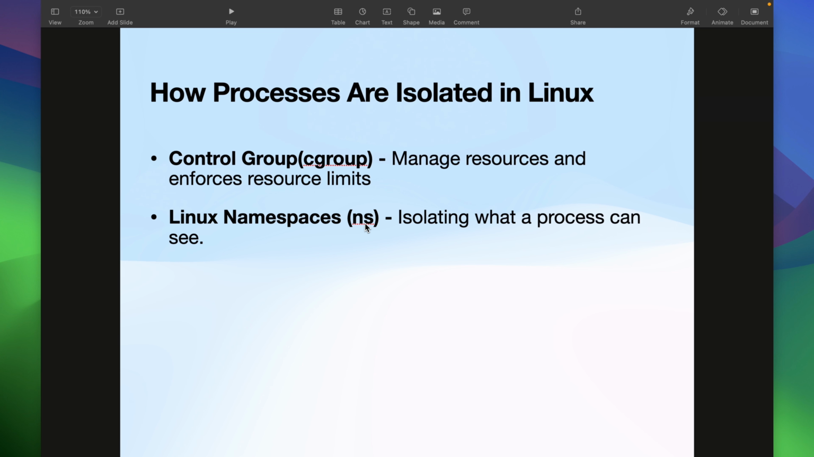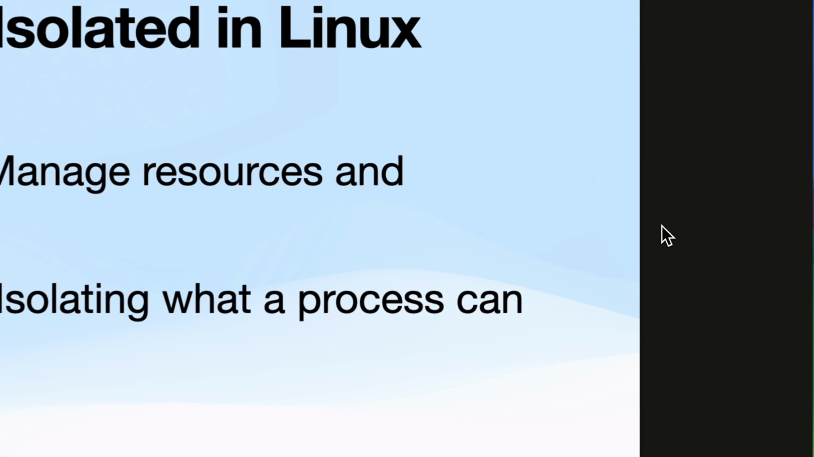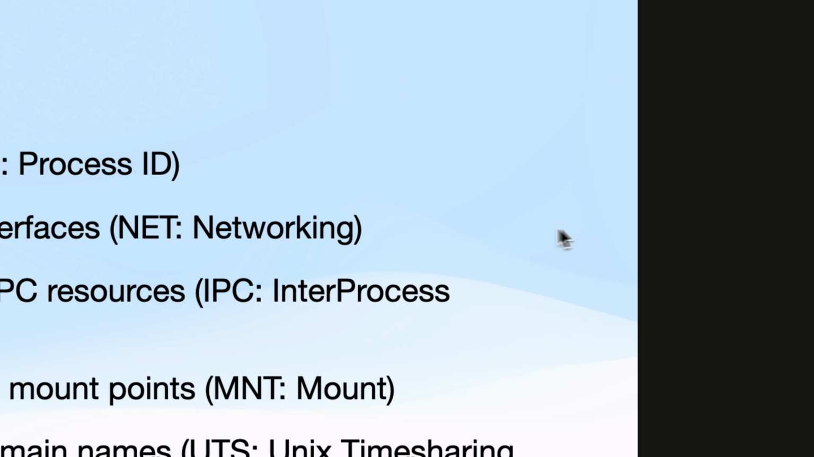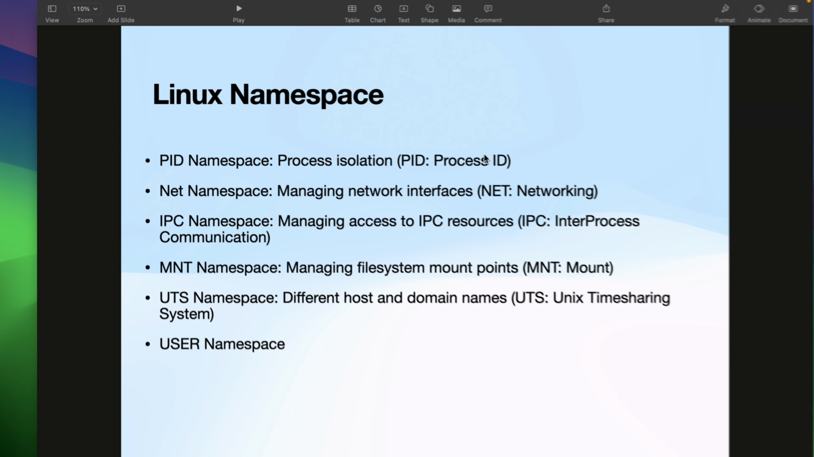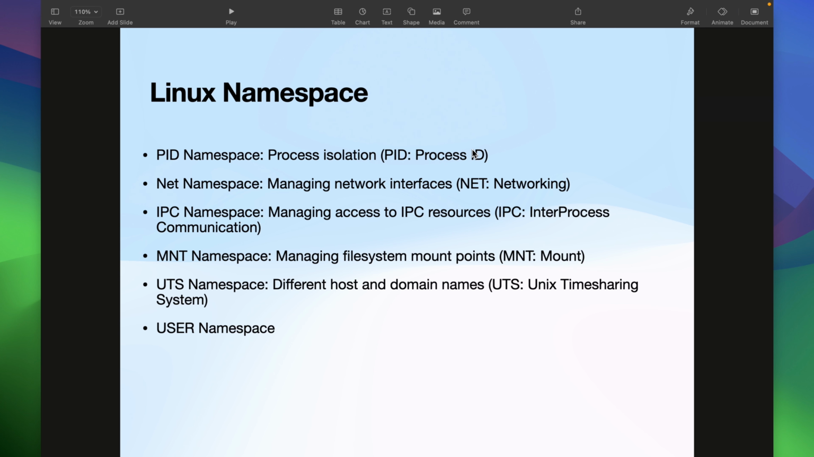So the Linux namespaces isolate the process in various ways. It isolates the process from what it can see, right? So what does that mean? So we now have different Linux namespaces, right? We have the first one, which is the process namespace. It's the process namespace, which is for process isolation.